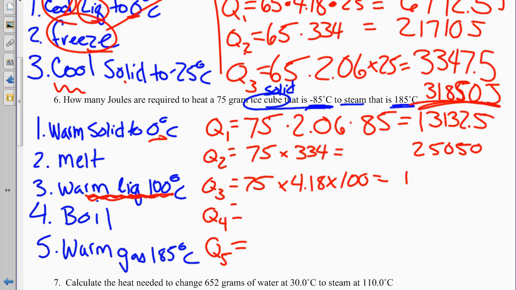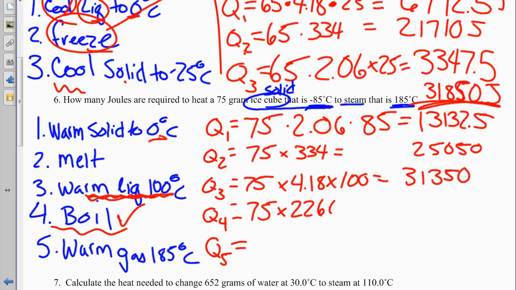That's going to give me 31350 joules. Then I'm going to take my 75-gram ice cube, and I'm going to boil, or I guess now it's liquid water, 75 times the heat of vaporization, which is 22660, which then will give me my 169,500.